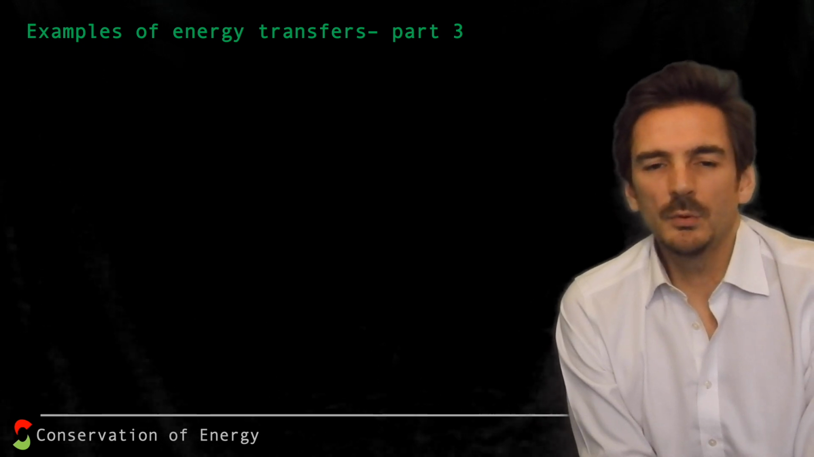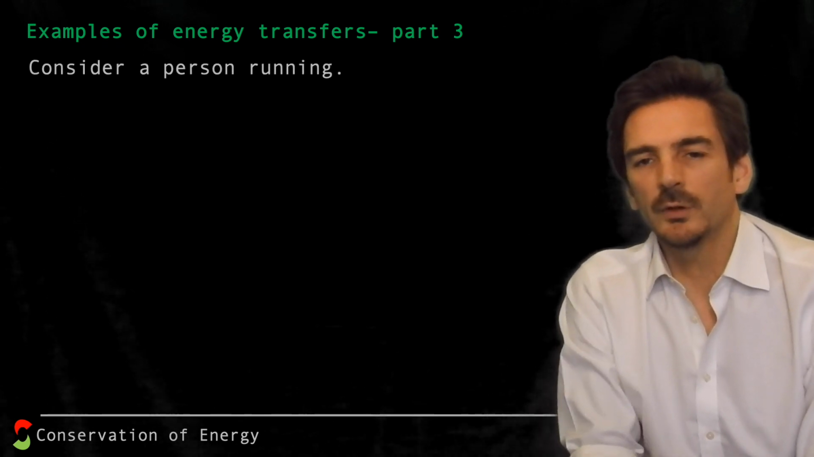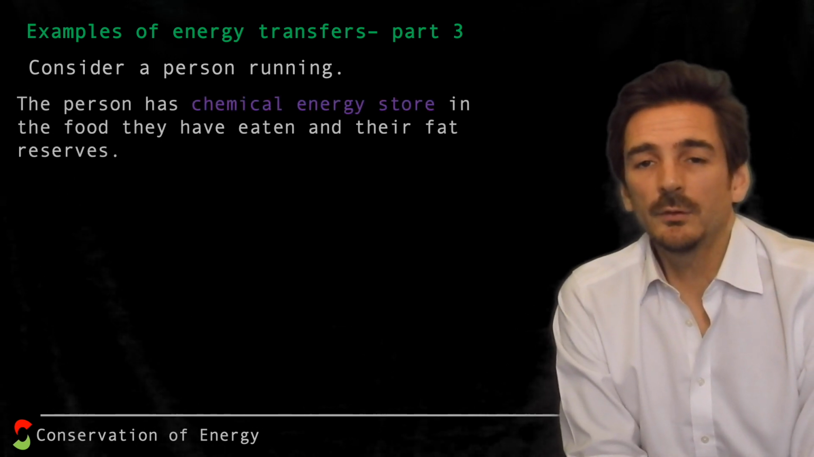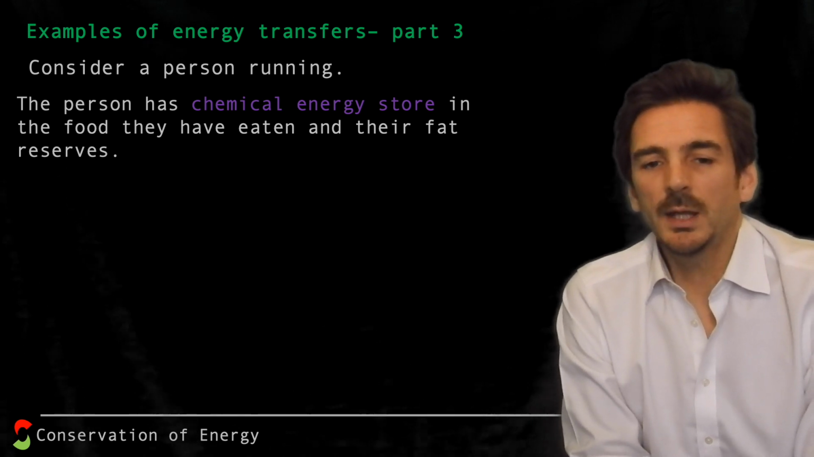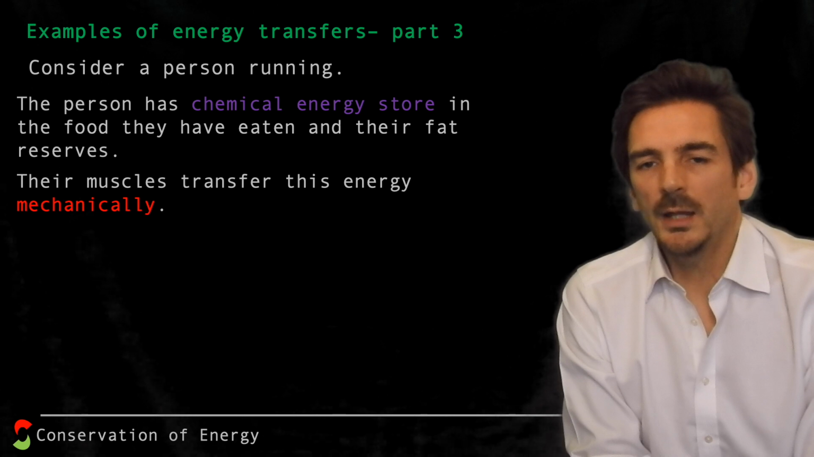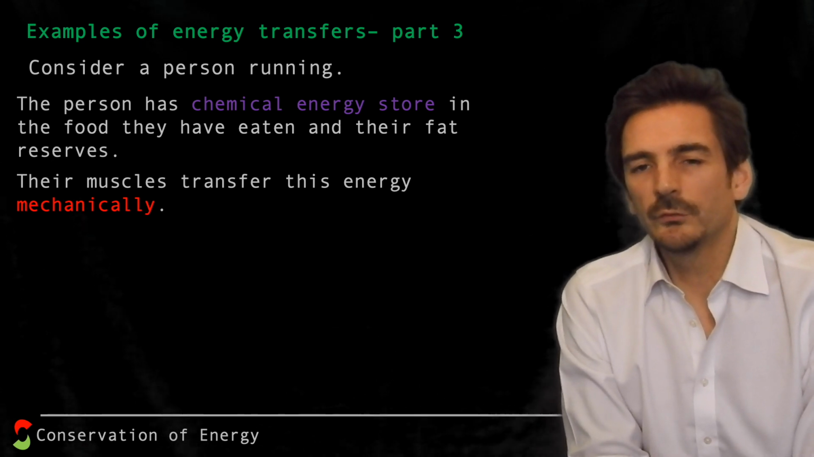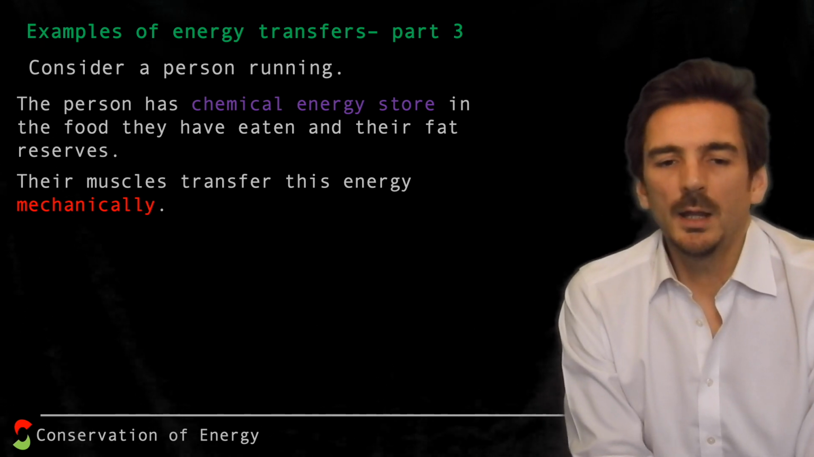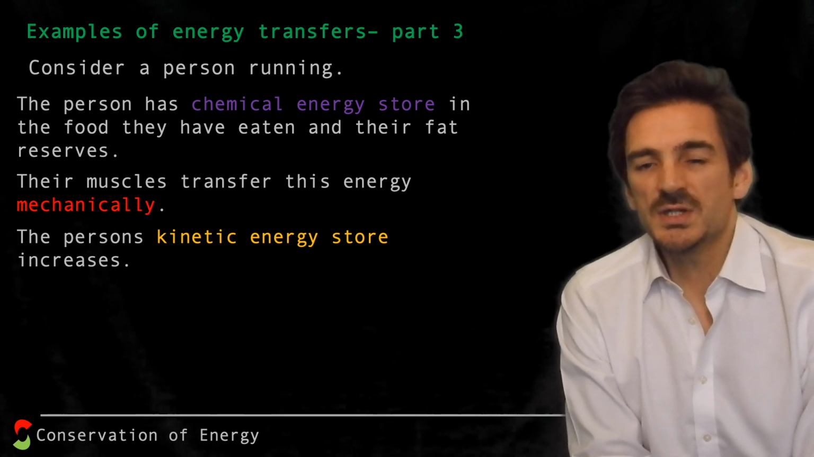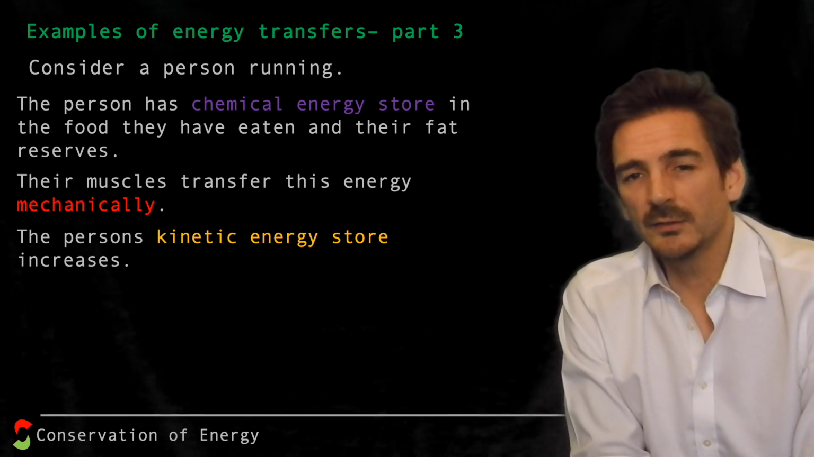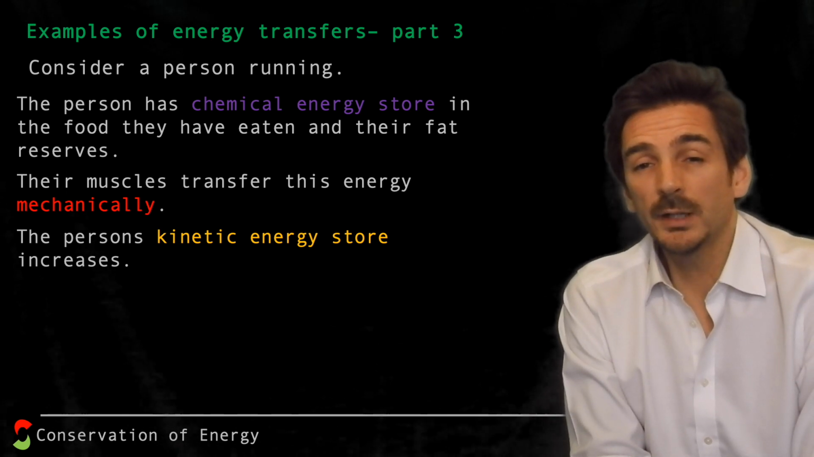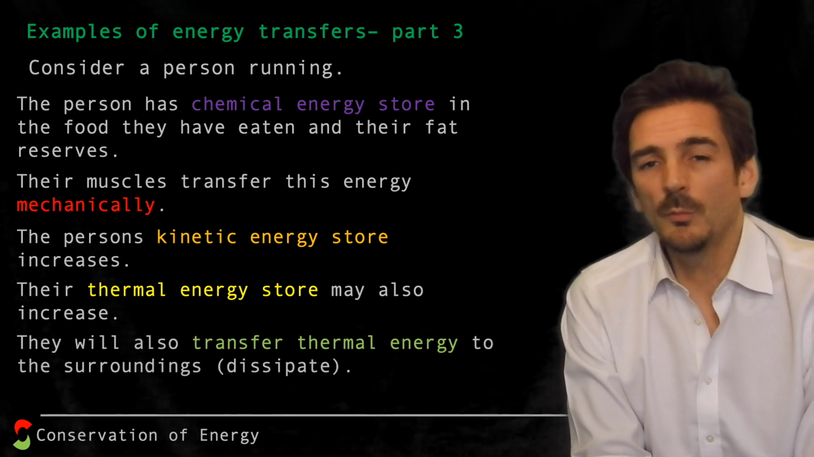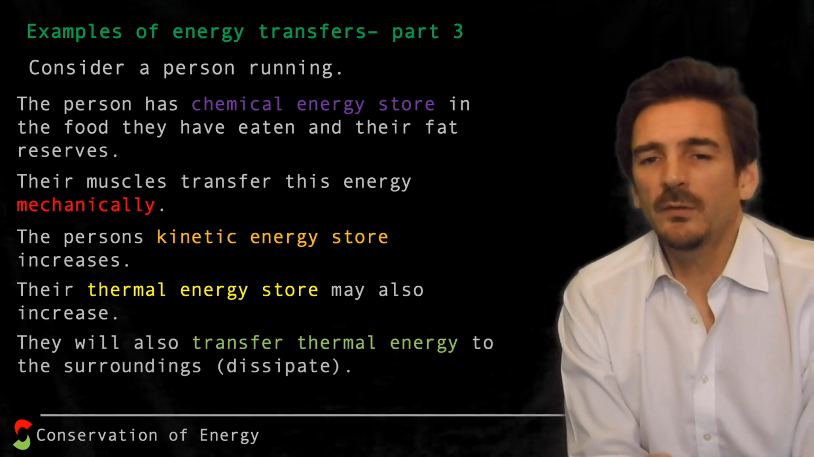And let's have a look at a third example, and a simple one again, just a person running. To do any work, people must have food inside them, so that is our fuel, and that's a chemical energy store. And our muscles exert forces, so that means that if there are forces involved, we then transfer that chemical energy store mechanically, and that increases our kinetic energy store. It's not the only transfer that takes place. Sometimes we get very, very warm when we're running, so that means our thermal energy stores increased. It also means that we might transfer some thermal energy to the surroundings, and we refer to that as dissipated.